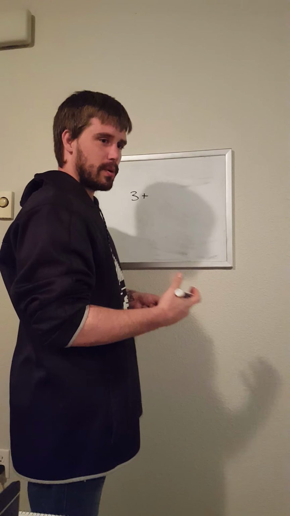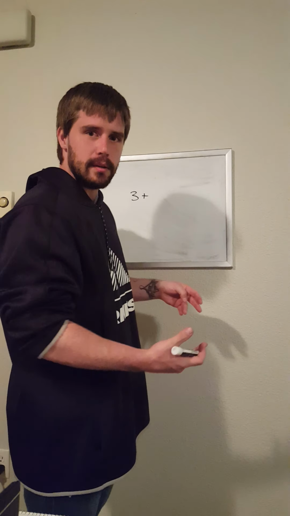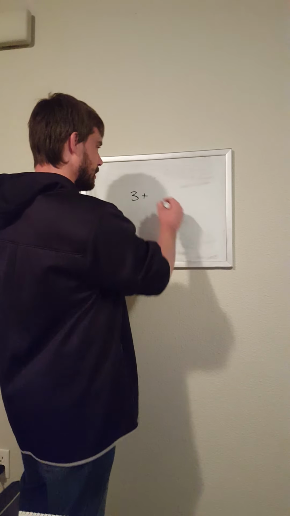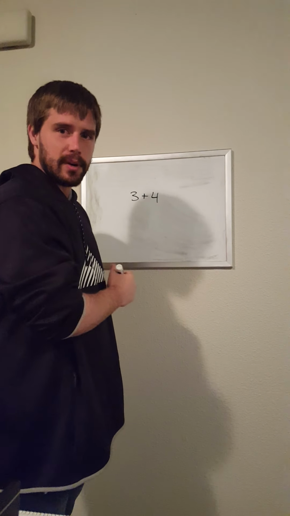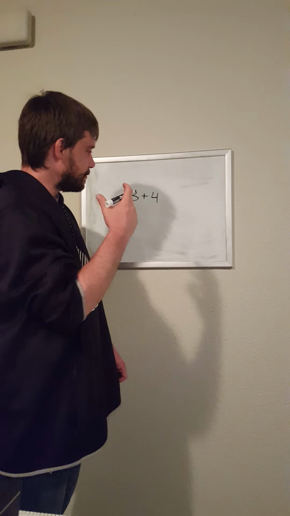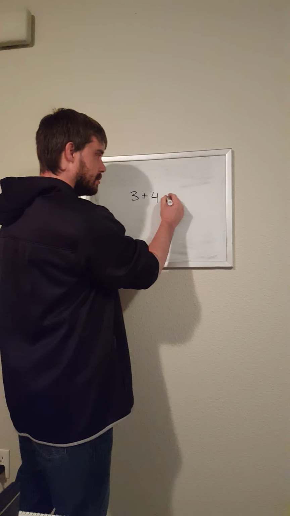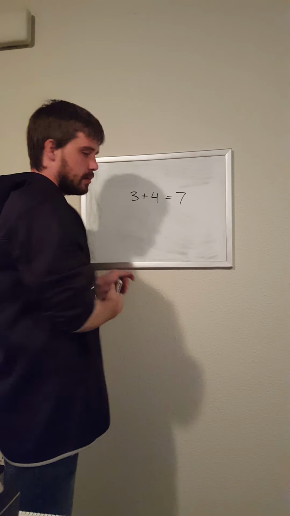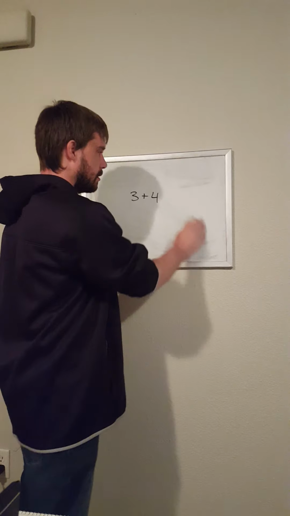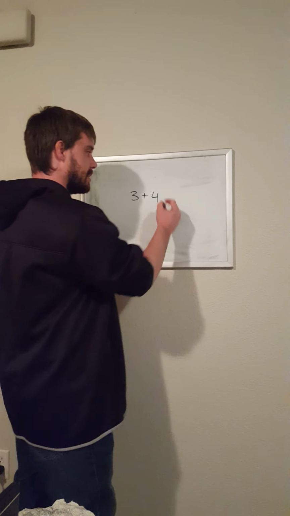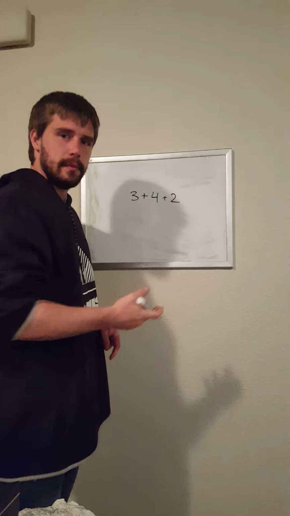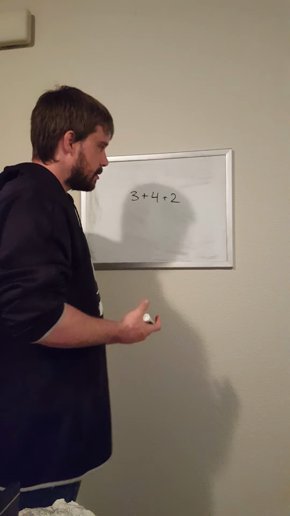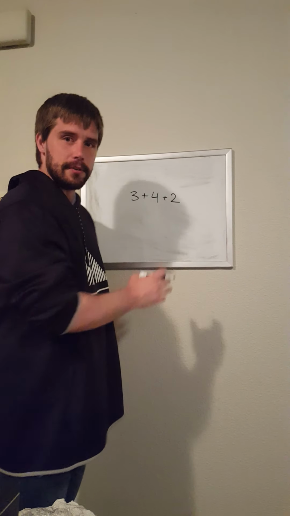The order of operations is important any time we have more than one operation. It gives us the order in which we're going to do the operations. So if we have this mathematical expression here, 3 plus 4, we know that that is equivalent to 7. We can do that addition in one step. But if we have something like 3 plus 4 plus 2, we cannot perform both of these additions in one step. We need to do one of them first.